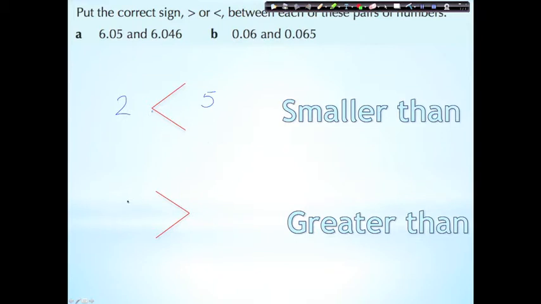I can switch the sign around and say 5 is greater than 2. 5 is bigger than 2. Okay, or I could have something else and say, for example, 8 is bigger than 4. Okay, so those are a couple of examples. So this one here says put the correct sign between each of these pairs of numbers. Okay, so just press pause and have a think about that.